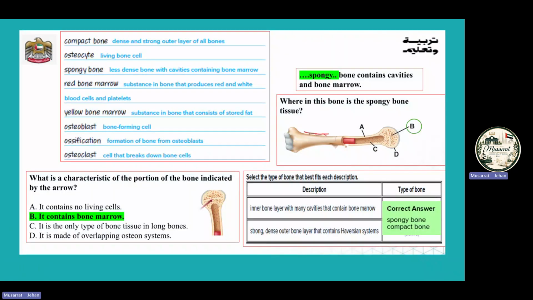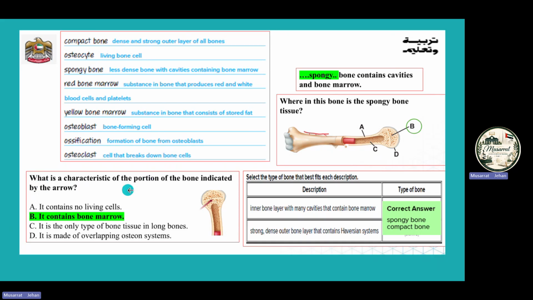Now here are some questions based on it. Spongy bone contains cavities. The labeling: spongy, compact, the marrow cavity, and this is the cartilage. You should know the labeling. Here are the definitions of these.